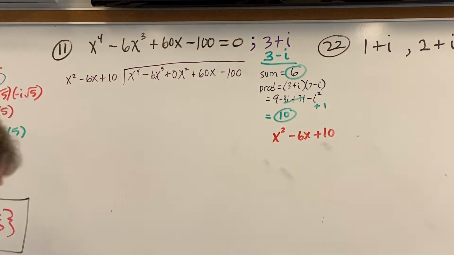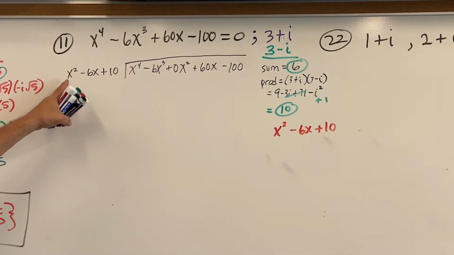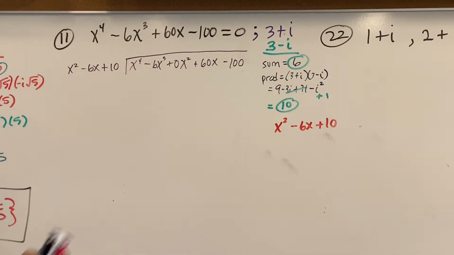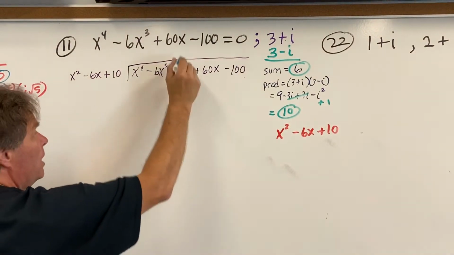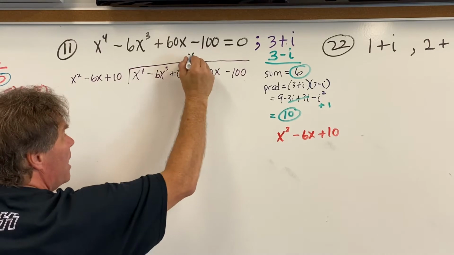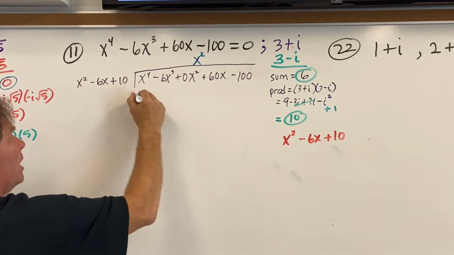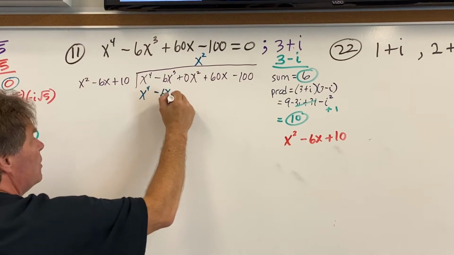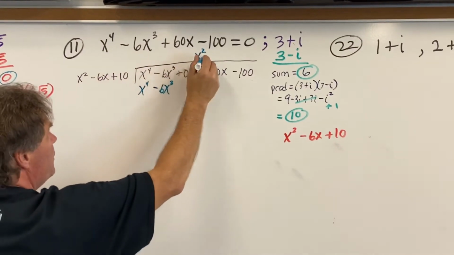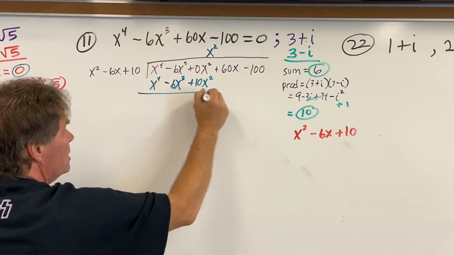Okay, here we go. Now, what does it take to turn x squared into x to the 4th? Just simply x squared. Good thing I put that 0 there, or I wouldn't have anywhere to put my x squared. x squared times x squared is x to the 4th. This times this is minus 6x to the 3rd. This times this is plus 10x squared.